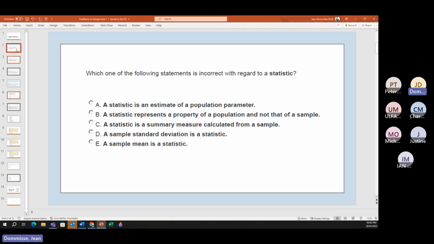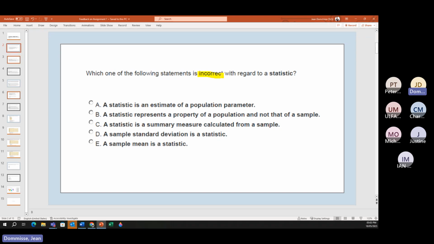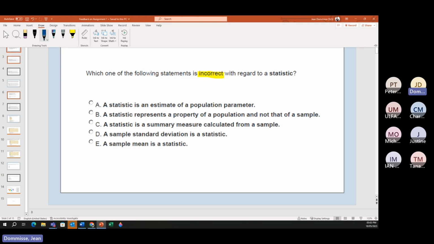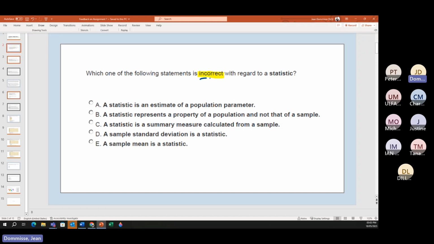Okay, so the first question is, which of the following statements is incorrect? And again, I think the one thing that is very important with your assignments and in the exam, just be very careful which words they use. So, which one of the following statements is incorrect with regards to a statistic?